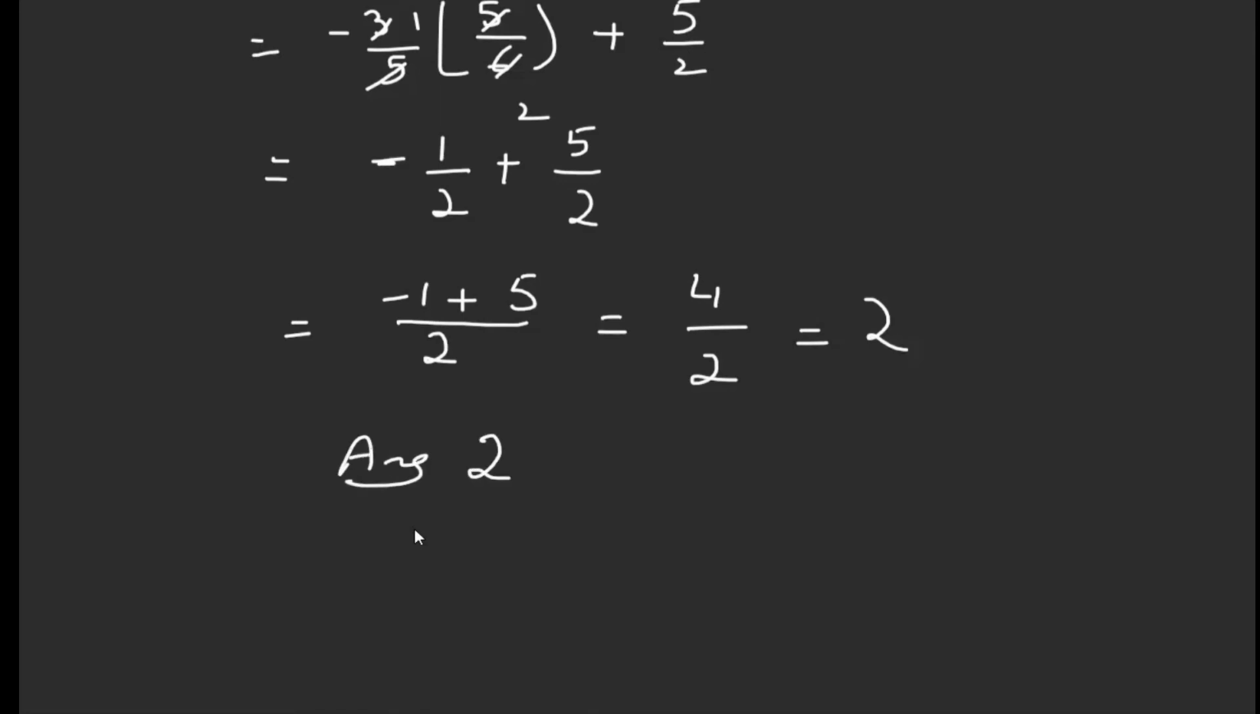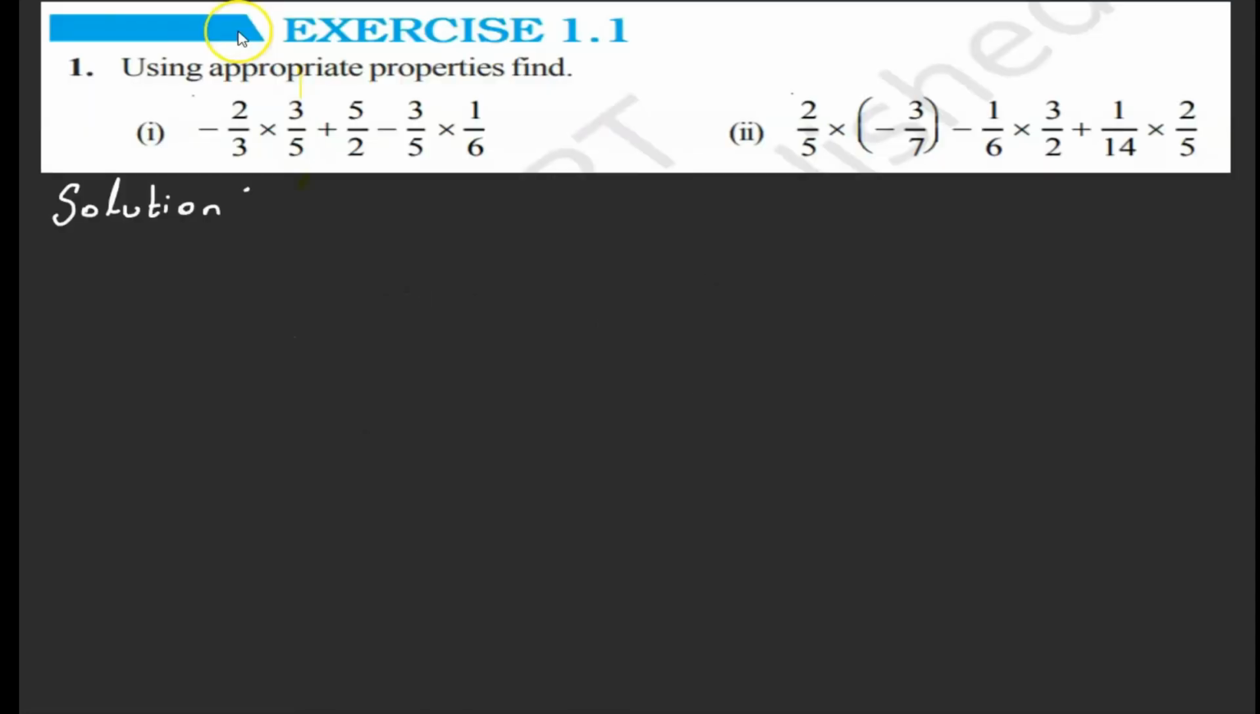I think you have understood the solution. Now let us solve the second part of the first question. So here also you can see the two groups. 2 by 5 is common in the first and the third group. It is 2 by 5 into minus 3 by 7 and plus 1 by 14 into 2 by 5.